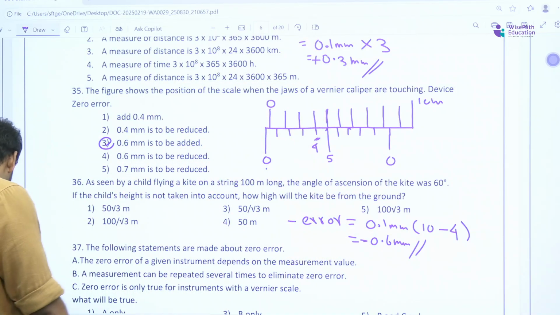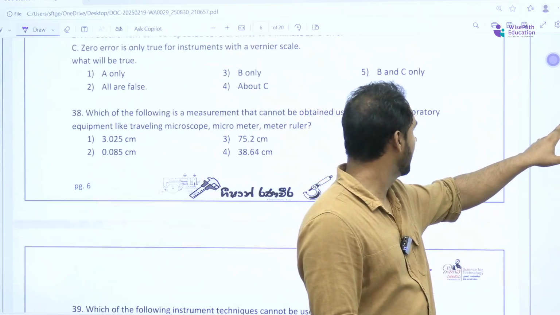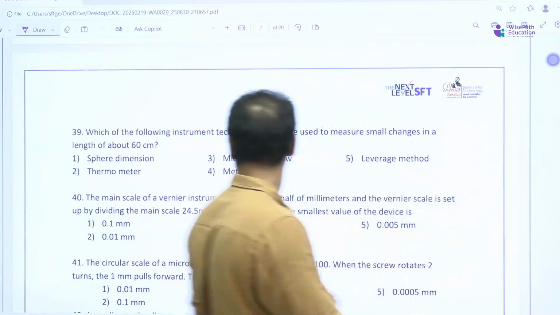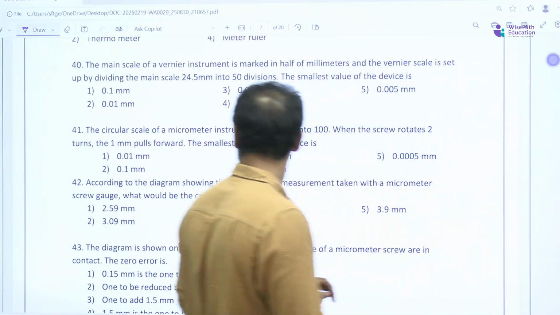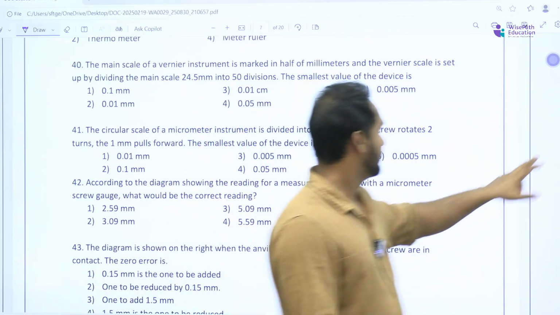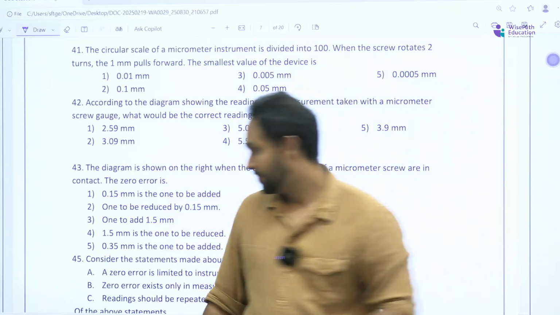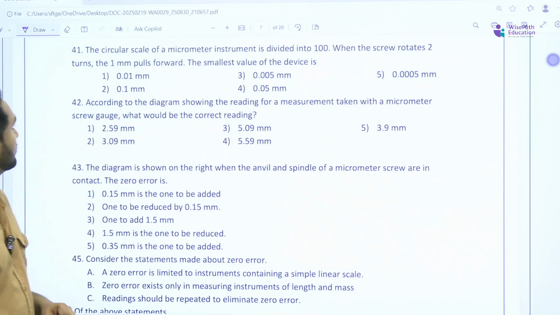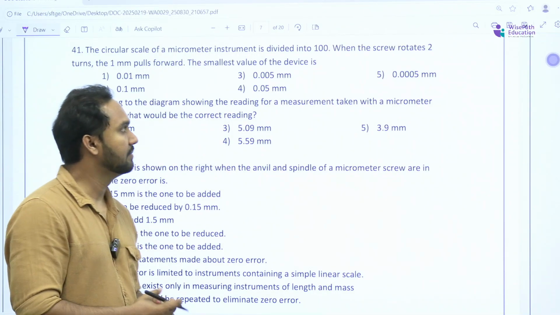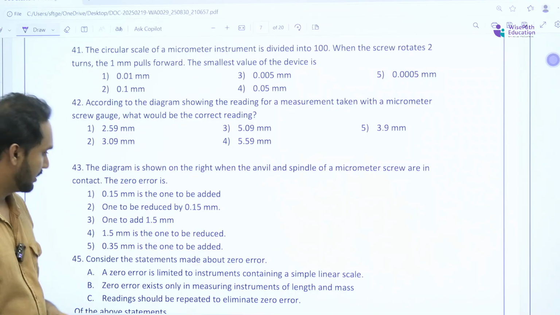Now the next question, 42. Come to question number 42. We are missing a diagram there. That is 39, 41, 42. Yeah, 42. According to the diagram showing the reading for a measurement taken with a micrometer screw gauge, what would be the correct reading, right?